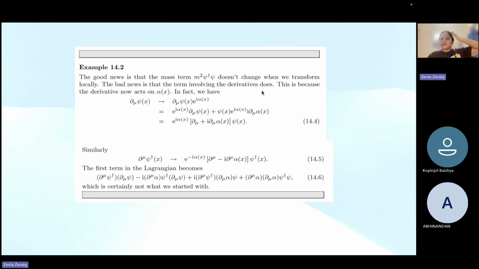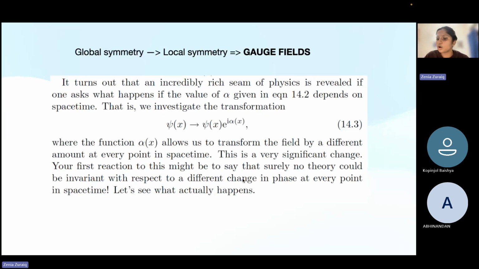So you can see that if I do just ∂_μ of ψ(x), then I actually have to use the chain rule. I have to differentiate this keeping this constant, and this keeping that constant. So I end up with some structure like this. And similarly, if you act on the complex conjugate, you get something else. So the first term in the Lagrangian actually becomes this whole thing. Then you might ask, how is this a symmetry? Because it's completely different. The Lagrangian has completely changed. So how can I call it a symmetry?